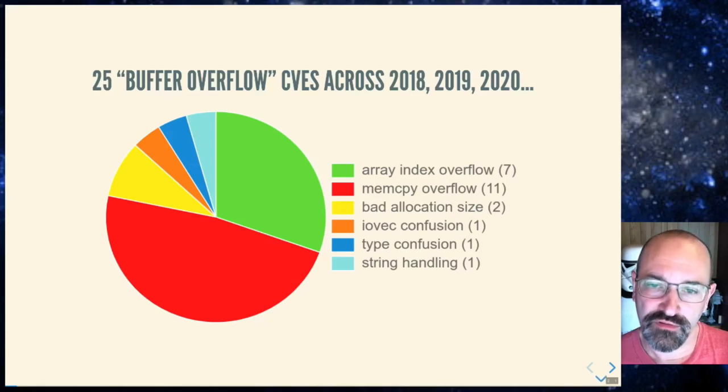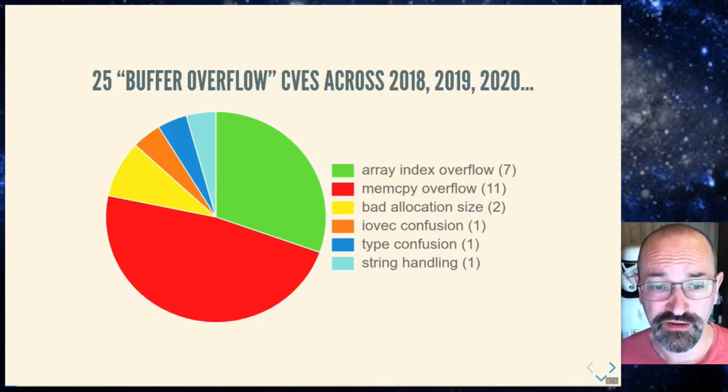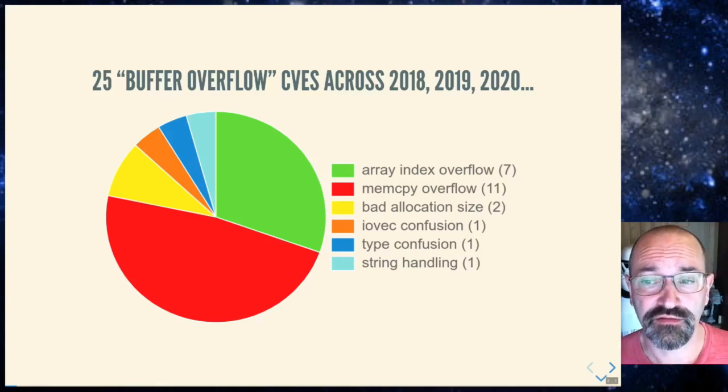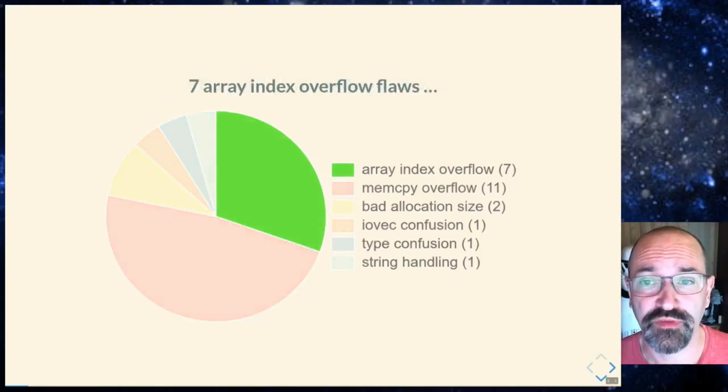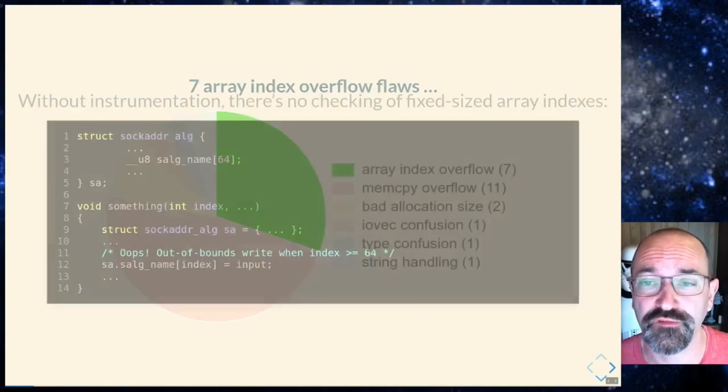I'm not going to talk about the four smaller ones. They're handled in various other ways, but the second largest is the array index overflow case. I think it's worth covering that first because it's quite common, and the mitigation for it already exists. So array index overflow: 7 out of those 25.